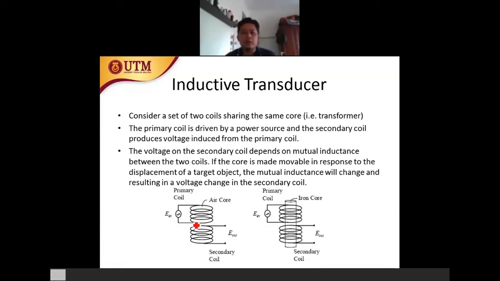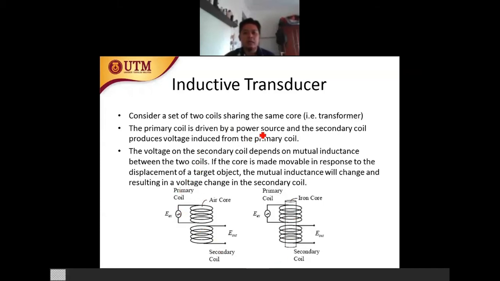Like we have in this picture at the bottom. These two coils are basically sharing the same core. The core is supposed to be an iron core, so it looks like a bobbin. The primary is wound on the top part of the core, and then the secondary coil is wound on the bottom part of the iron core.